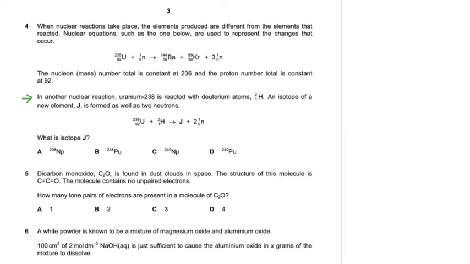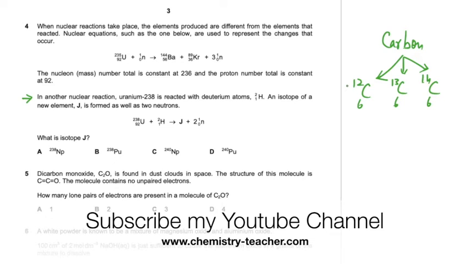In another nuclear reaction, uranium-238 is reacted with deuterium atom, H-1-2. This is the isotope of hydrogen. What are isotopes? The elements having the same atomic number. For example, you know that carbon has 3 isotopes, C-12, C-13, and C-14. So same proton number but different masses. So in the isotopes, neutrons are different, but they have the same number of protons.